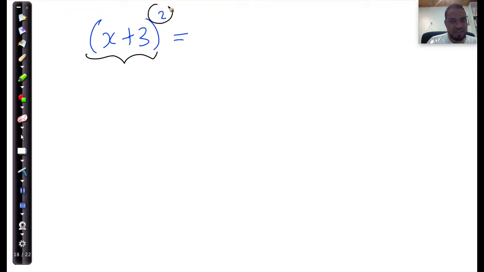Okay, so let's square this binomial. It's going to be (x + 3) all squared, or x plus 3, the entire factor or bracket squared, right? So what does this really mean? Well, you already know that this means you've got to take the base and multiply it by itself the number of times according to the exponent. So this is going to be (x + 3) multiplied by (x + 3), right? And what does that give you?